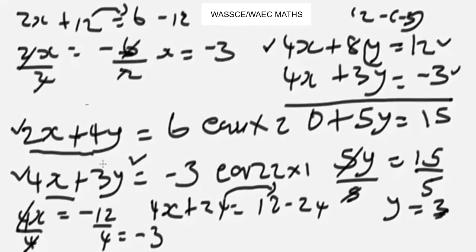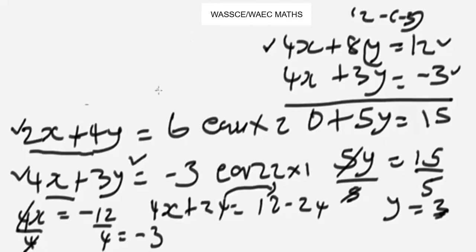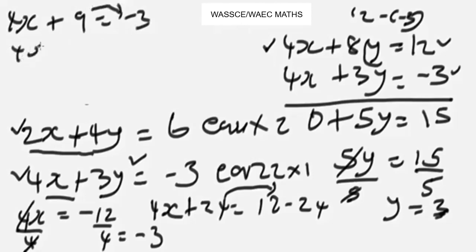Finally, let's check with this one. When you check with equation 2, which is 4x plus 3y equals negative 3, we're going to get the output of x to be minus 3. So we're going to have 4x plus 3 times 3, which gives us 9, equals negative 3. This will cross over and change to negative 9. So we're going to have 4x equals, I think we have done this. This equation should be the same as equation 4. So no need doing it again. So this is basically how you can deal with simultaneous equations using the elimination method.